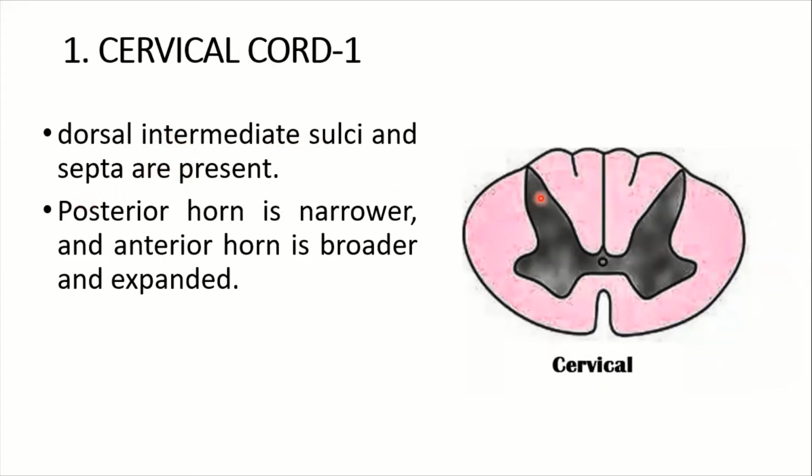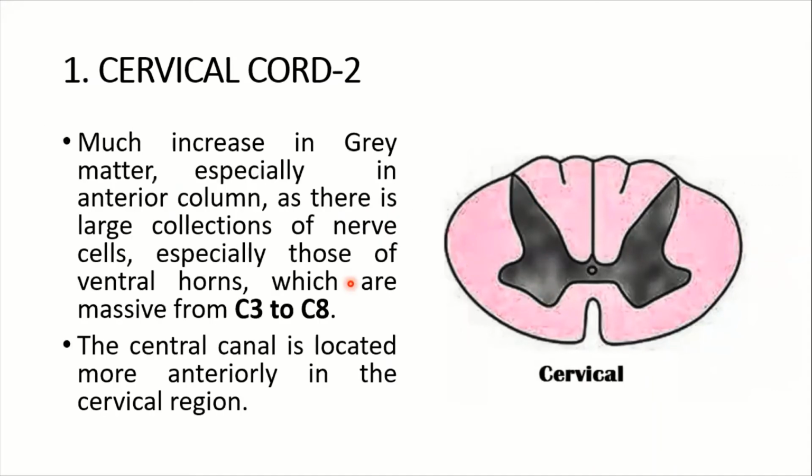So you see, very important: the posterior horn is narrower and the anterior horn is broader and expanded. Why? I tell you. Note, the posterior horn is narrower and the anterior is broader and expanded, because there is a much greater increase in gray matter, especially in the anterior column, as there is a large collection of nerve cells, especially those of the ventral horns, which are massive from C3 to C8. Of course, this is due to the plexus formation, which is the brachial plexus.